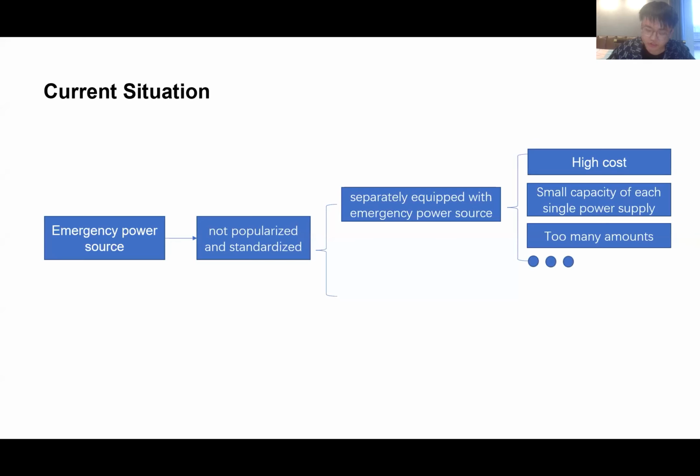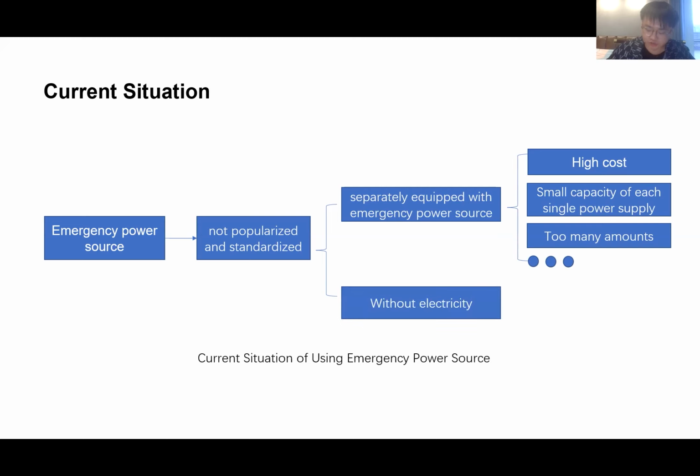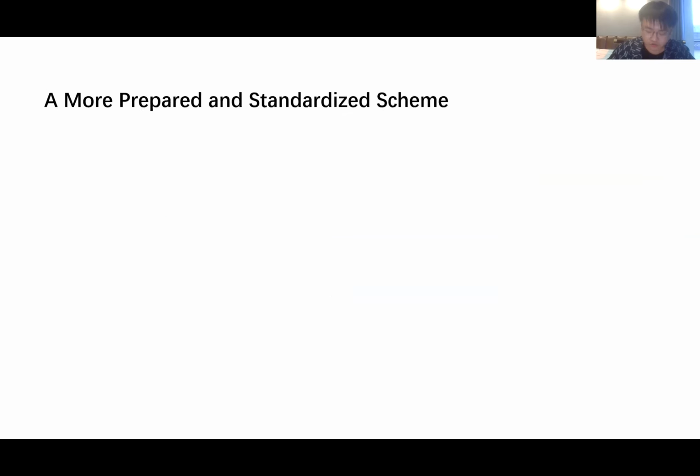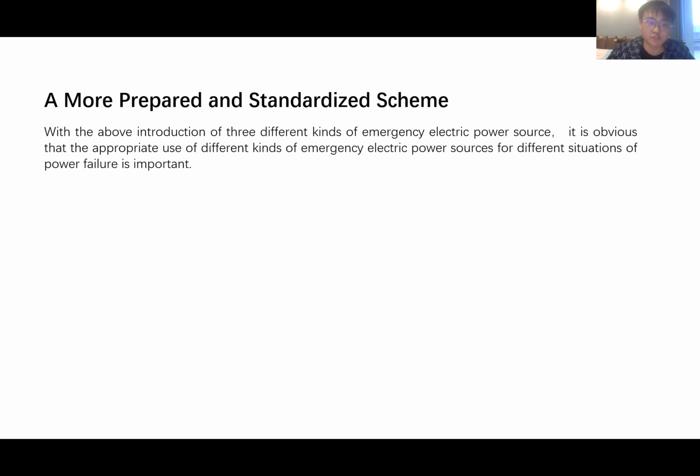There are also a certain number of people not equipped with an emergency electrical power source. They have to live and work without electricity until the urban power grid is fixed and normal. To improve the current situation, I propose a more prepared and standardized scheme here. With the above introduction of 3 different kinds of emergency electrical power sources, it is obvious that the appropriate use of different kinds of sources for different situations of power failure is important.